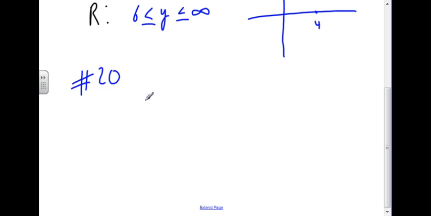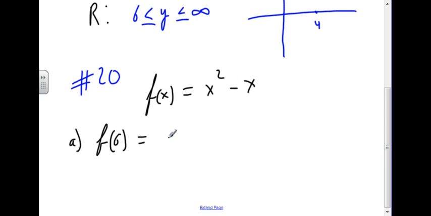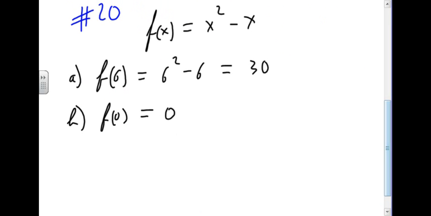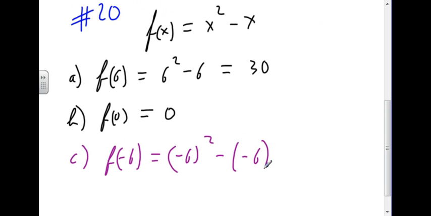Okay, number 20. Given that f of x is equal to x squared minus x, find f at 6. Alright, so f at 6 equals 6 squared minus 6. 36 minus 6, 30. B, f at 0. Oh, I like that one better. F at 0, 0. I like ones that I can do in my head. C, f at minus 6. F at minus 6. Okay, well, that'd be minus 6 squared minus a minus 6.